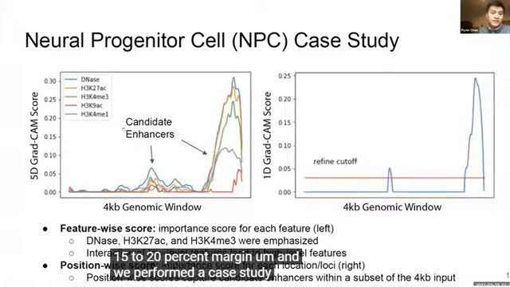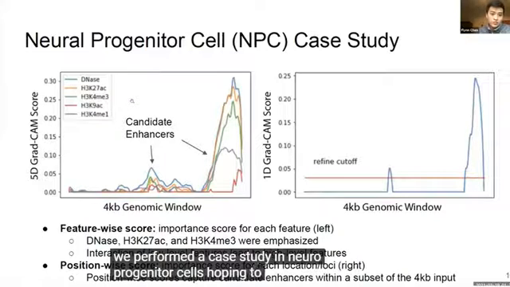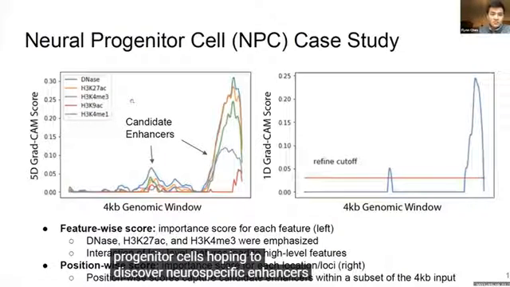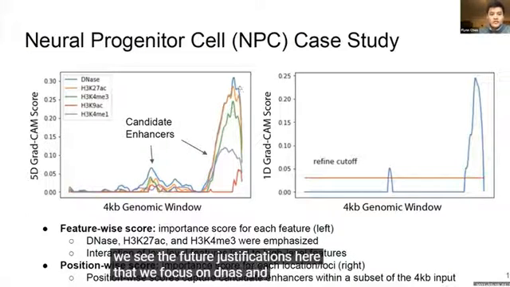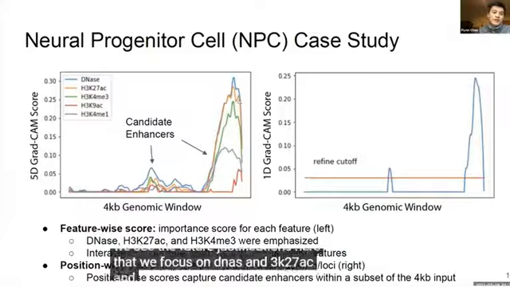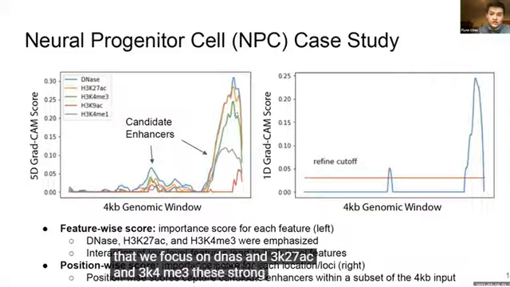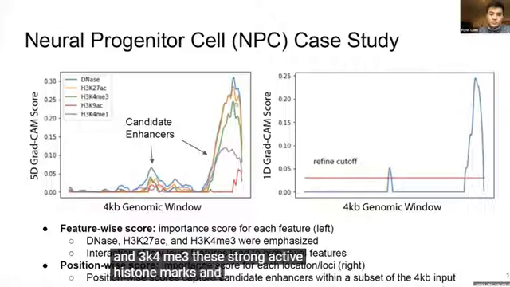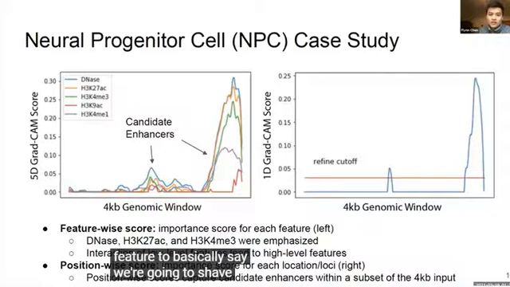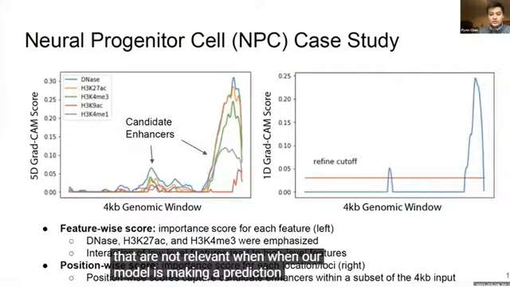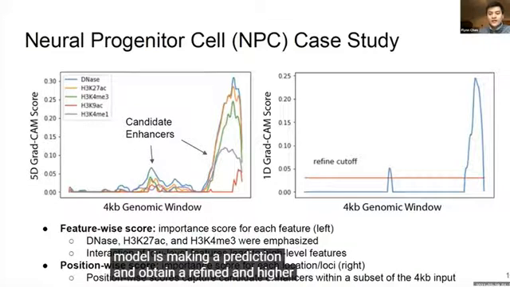And we performed a case study in neuroprogenitor cells, hoping to discover neural-specific enhancers. And we see the feature justifications here that we focus on DNase and H3K27ac and H3K4me3, these strong active histone marks, and these marks interact and form this higher level feature on the right. And we're able to use this higher level feature to basically say, we're gonna shave off these regions that are not relevant when our model is making a prediction, and obtain a refined and higher resolution set.